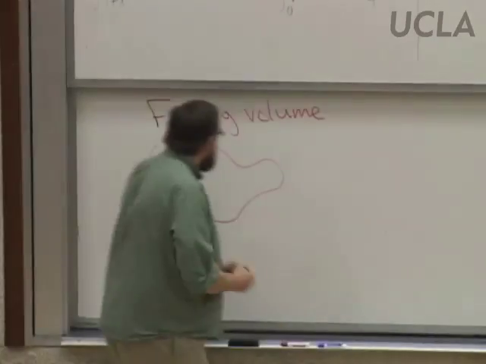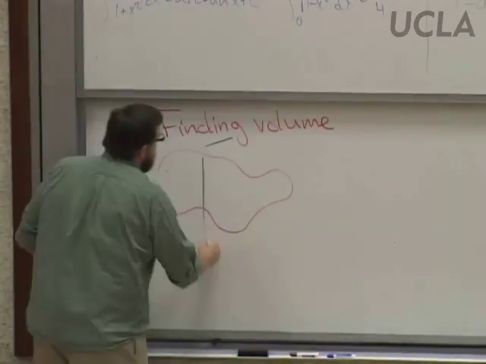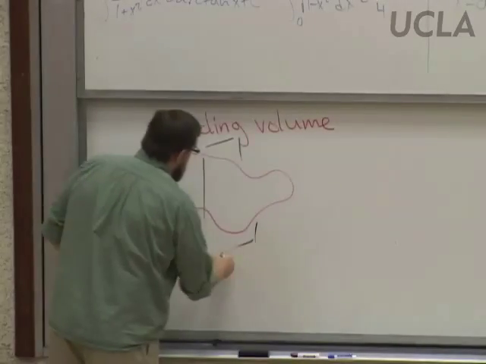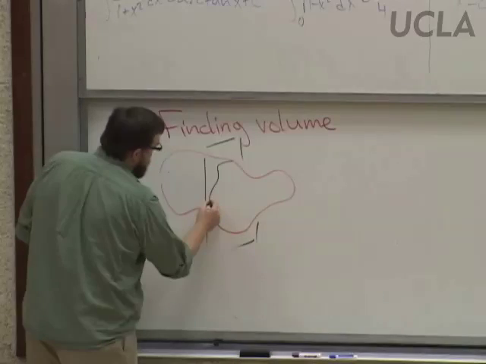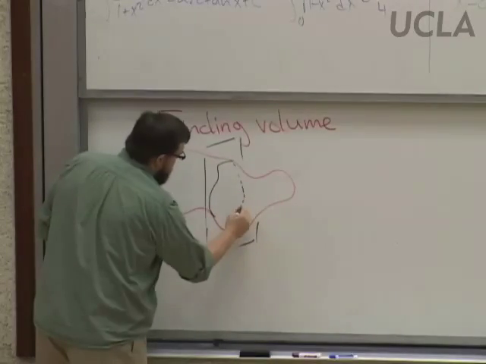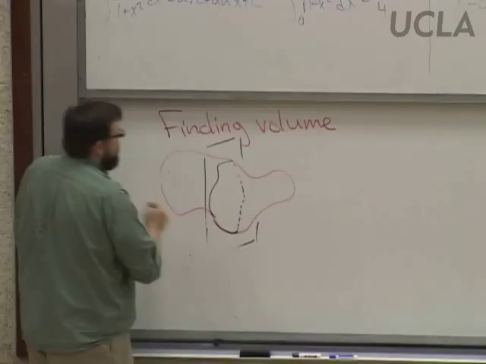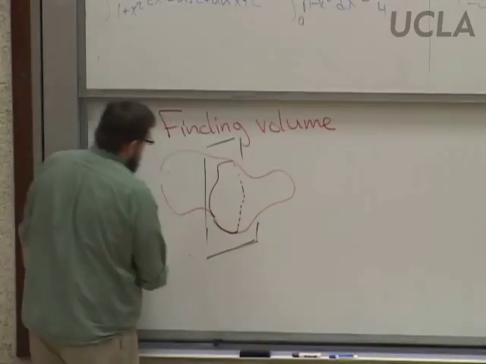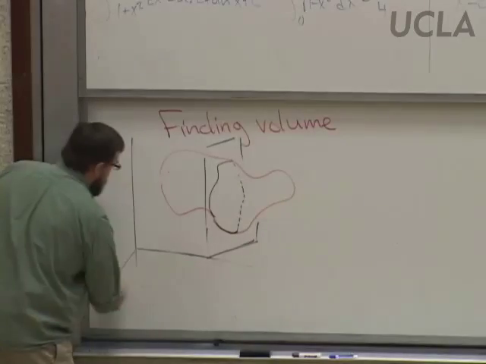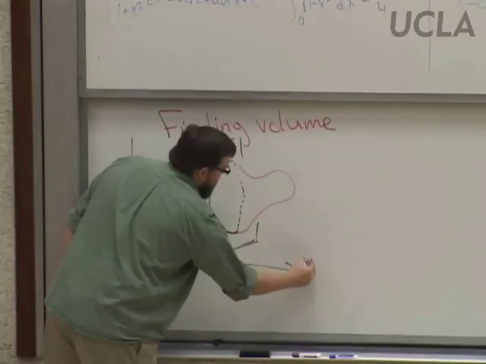So what I'm going to do is take this volume and chop it. I chop it, and I see what happens. So I've chopped my volume up. And lo and behold, when I take a slice, let's say, I've got to put some coordinates on here. Suppose this is the y direction.